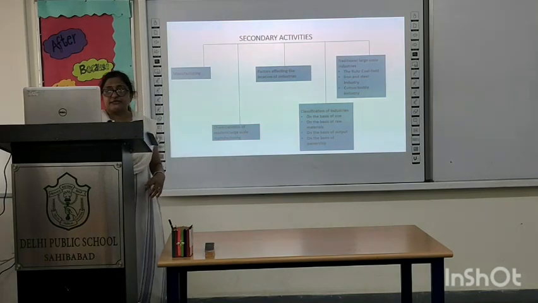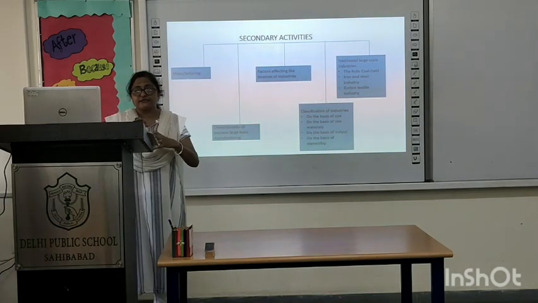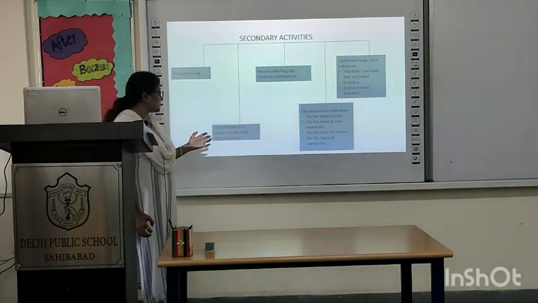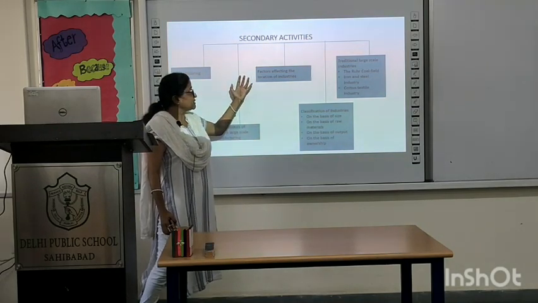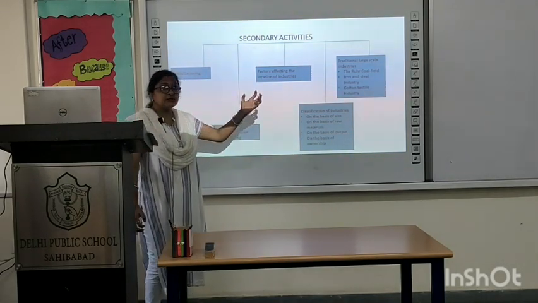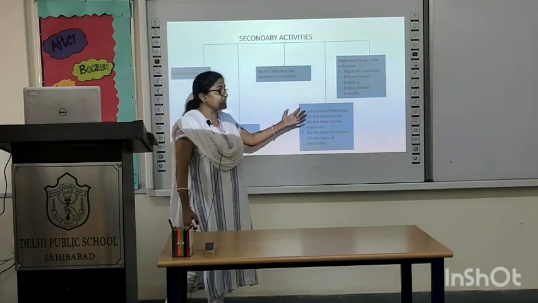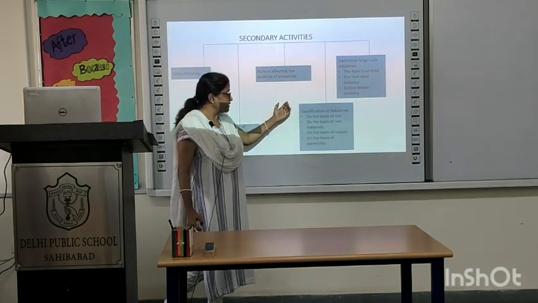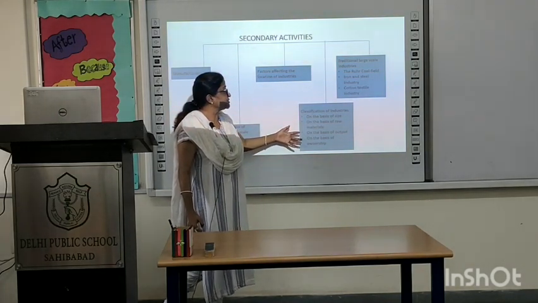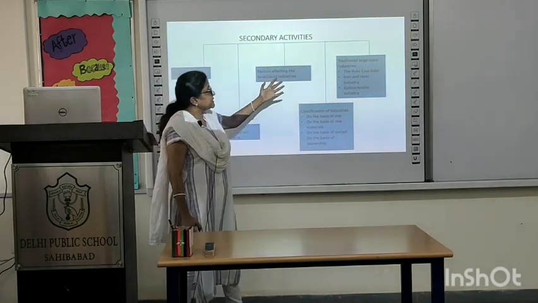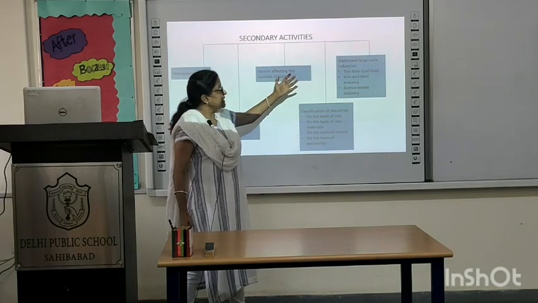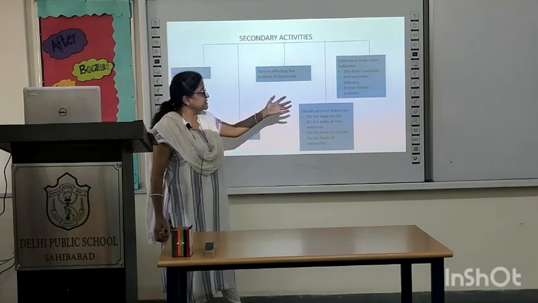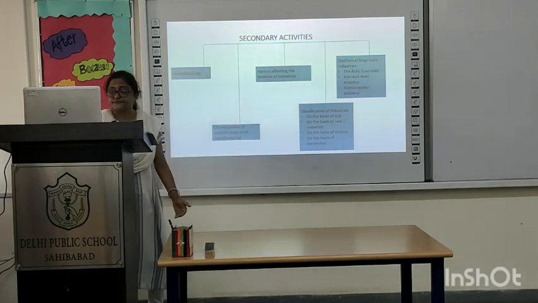Now, in this category of secondary activities we will consider some important factors: manufacturing, then characteristics of modern large-scale manufacturing, then factors affecting the location of industries, then an important part, the classification of industries. This classification is on the basis of size, on the basis of raw material, on the basis of output and on the basis of ownership. At last, we will see some traditional large-scale industries. In that, we will have some case studies, such as the Ruhr coal field, iron and steel industry, and cotton textile industry.